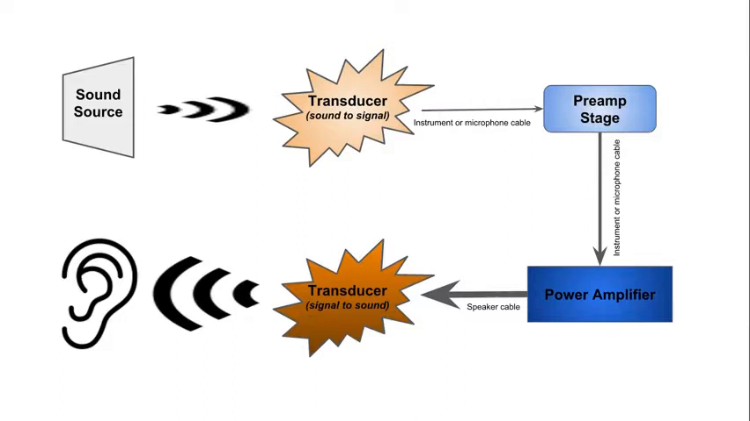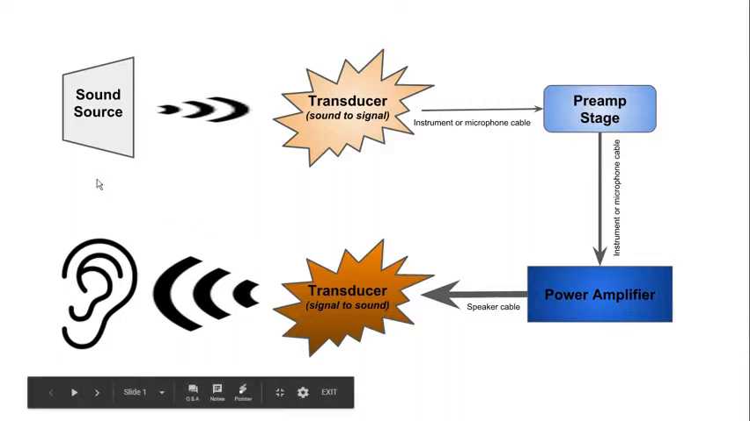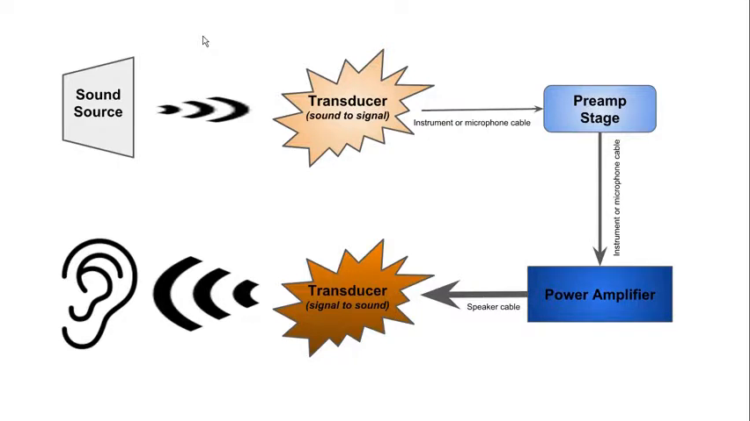Okay, so today we're going to look at the signal chain, the way that sound is converted into signal and then is manipulated and increased to make a louder sound that your ear can then hear. So we're going to start at the beginning with the sound source.